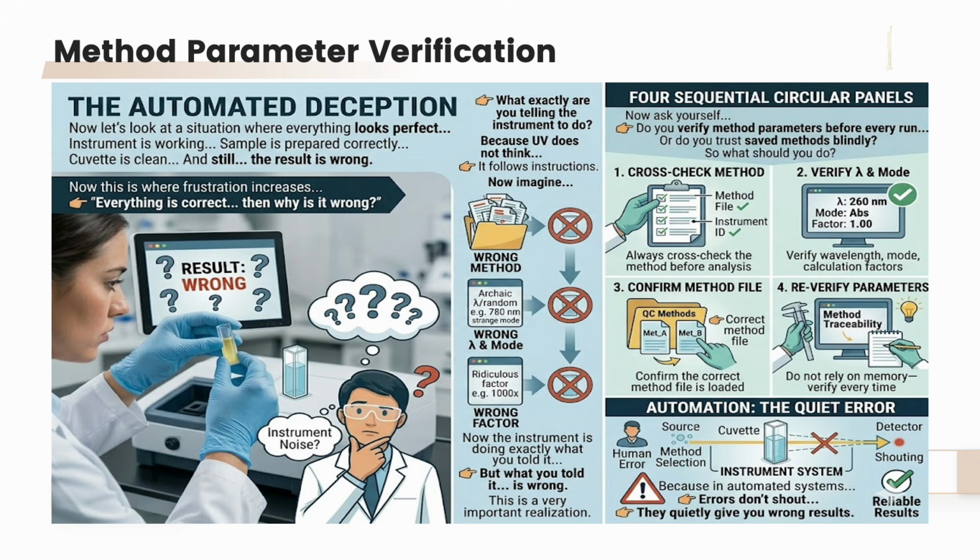Because UV does not think. It follows instructions. Now imagine a wrong method is selected, a wrong wavelength is entered, a wrong factor is applied. Now the instrument is doing exactly what you told it, but what you told it is wrong. This is a very important realization. Now ask yourself, do you verify method parameters before every run or do you trust the saved methods blindly?